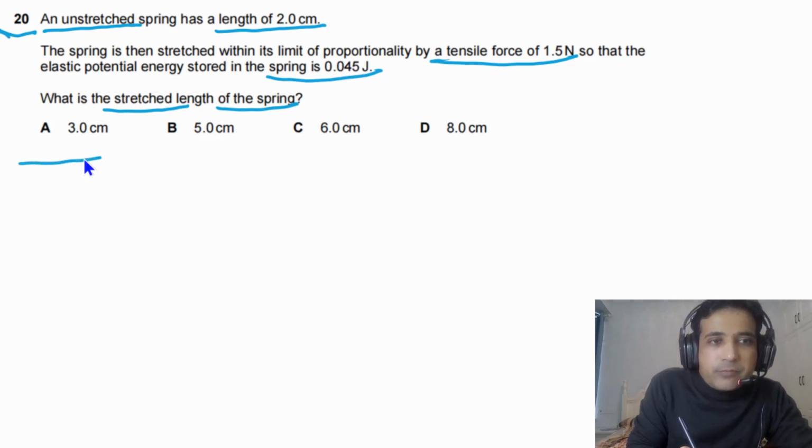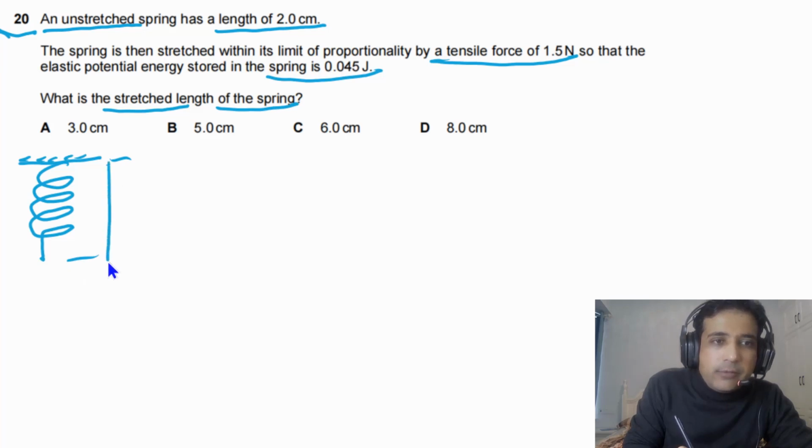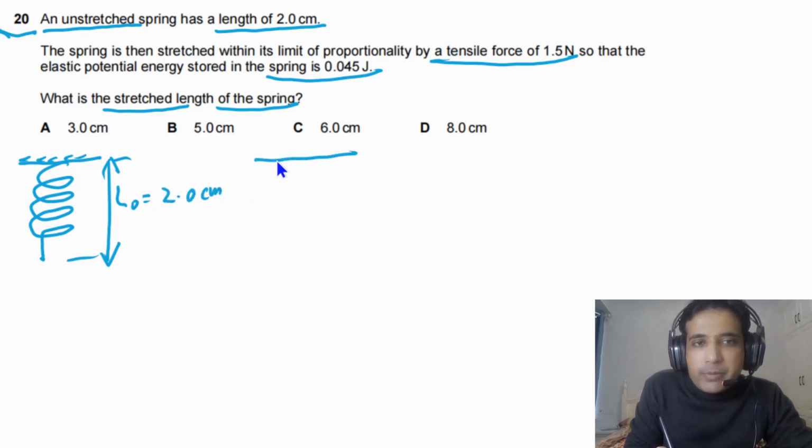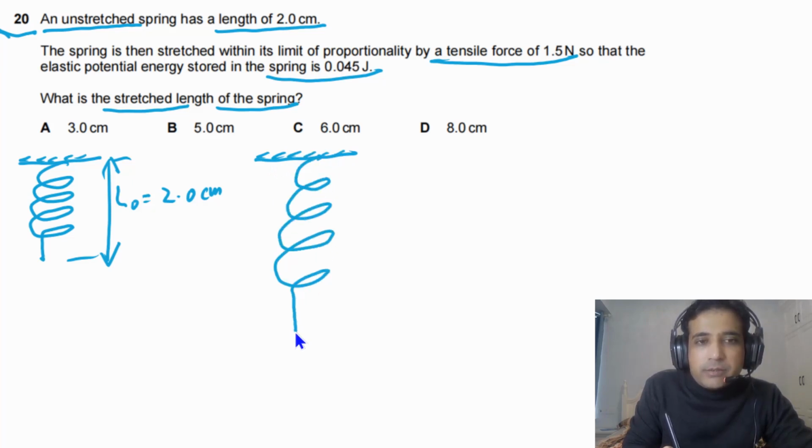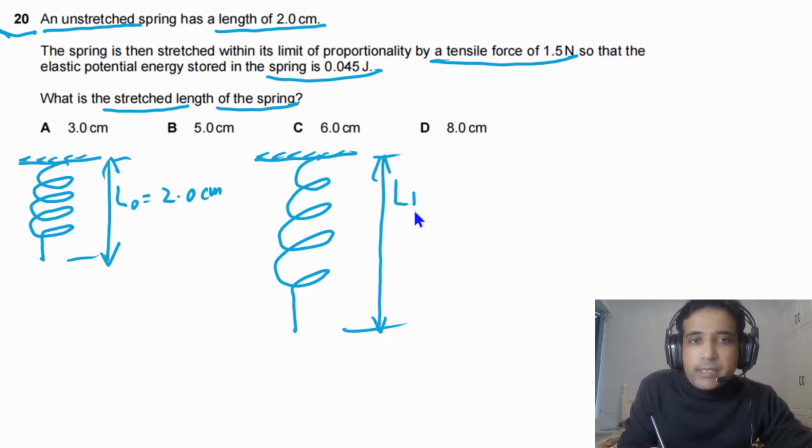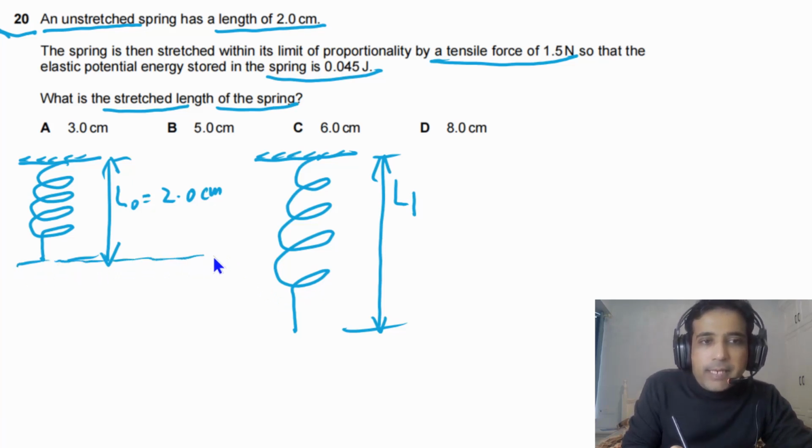The best way to answer this problem is to sketch. First of all, when the spring is unstretched, let's say this length is L naught, and the value of L naught is given to us as 2.0 centimeters. Then we apply force on this spring and the spring is stretched. We can draw here, and the question is asking us to calculate this length. Let's say this is L1. But we can calculate the extension in the spring, delta L. So how can we calculate delta L?